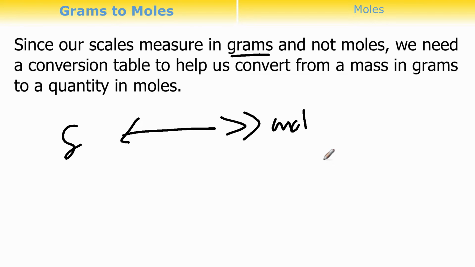One thing that is required in order to do this is some kind of conversion table that helps us convert from a mass in grams to a quantity in moles. This conversion unit depends on what stuff you have. Like you've heard the saying, a pound of feathers, a pound of gold. It's different stuff. They both weigh the same, but you'd have a ton more volume of feathers than gold. So we have to have some kind of conversion factor.